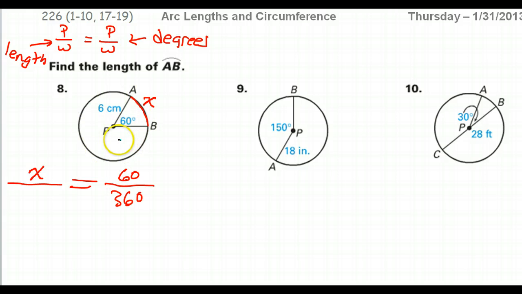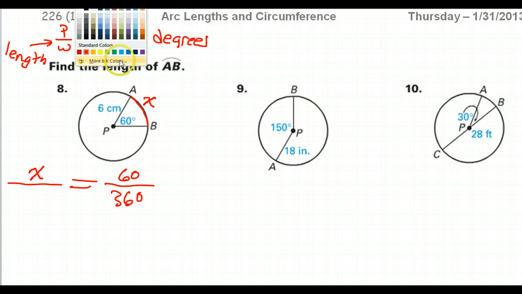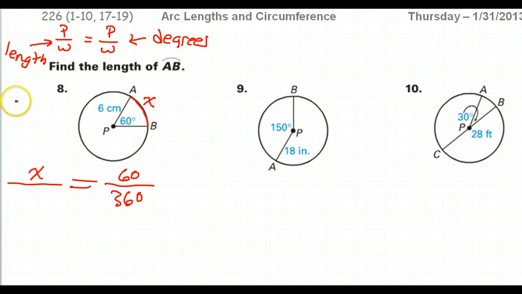And I like to calculate that off to the side somewhere. Let me change colors because this is like a side calculation. We're finding the circumference because that's what goes down here, the total, the whole. Circumference is 2 pi times the radius. So in this case, the circumference is 2 pi times 6. So the circumference is 12 pi. Okay, so that 12 pi is the whole length. The circumference is the whole length. So this is the equation that we have to solve.